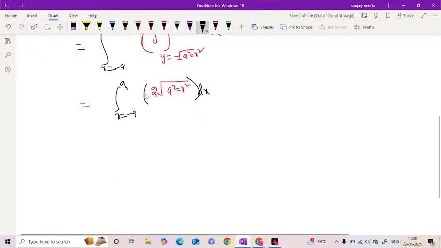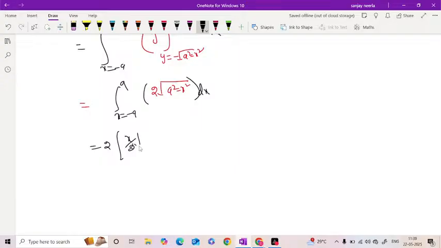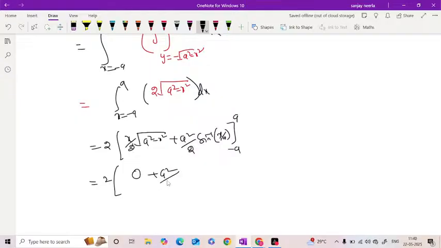Now the integration of this one is 2 times the integration of under root of a square minus x square, which is x by 2 under root of a square minus x square plus a square by 2 sine inverse of x by a, limits from minus a to plus a. After applying the upper limit, it is 0 plus a square by 2 sine inverse of 1. For the lower limit, minus a, it is 0 plus a square by 2 sine inverse of minus 1.